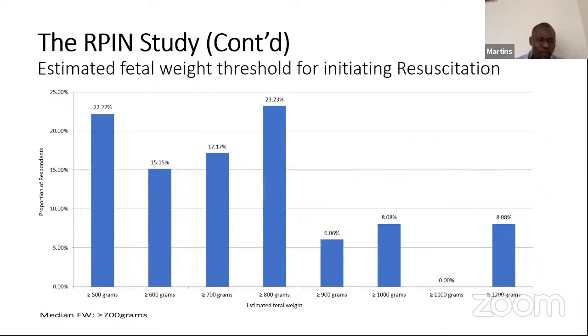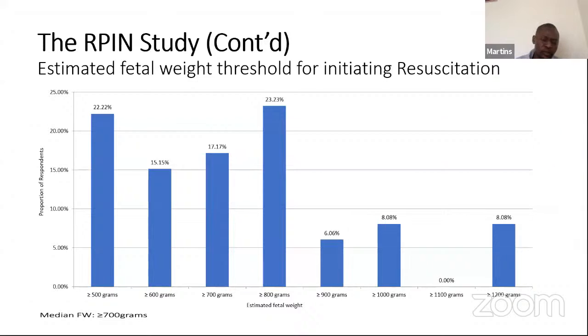So next, we also asked the doctors: if you don't have the GA available, for instance, a mother didn't get a dating scan and could not remember her LMP, and you have an estimated fetal weight, at what weight will you want to resuscitate the baby? For instance, a 400 grammer, will you want to resuscitate a 400 grammer? Most of our responses were from 500 grams and above. We discovered that a huge percentage, like 22%, were resuscitating babies 500 grams and above, which is quite good.